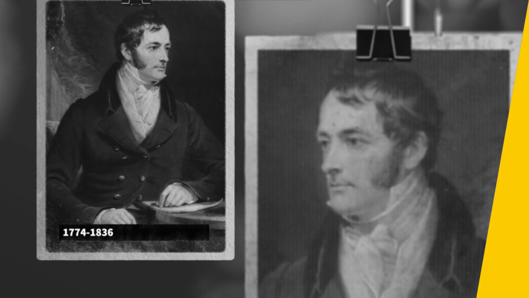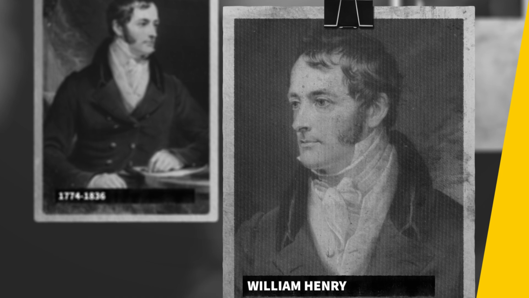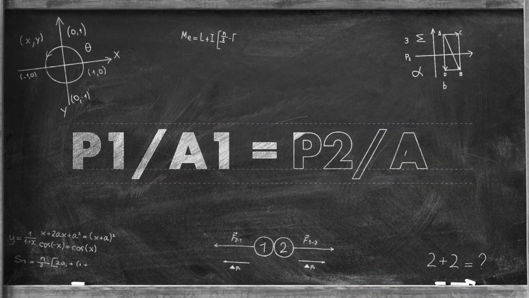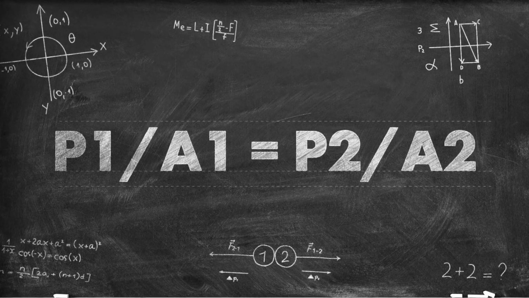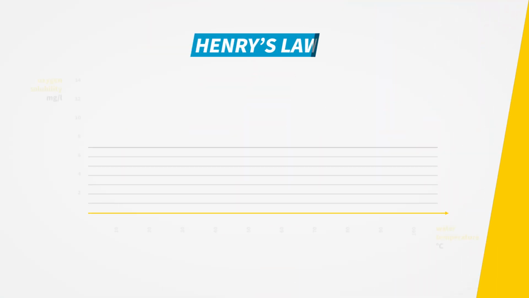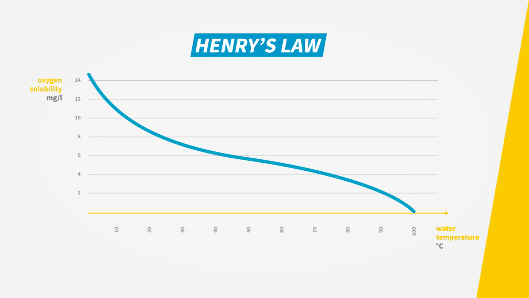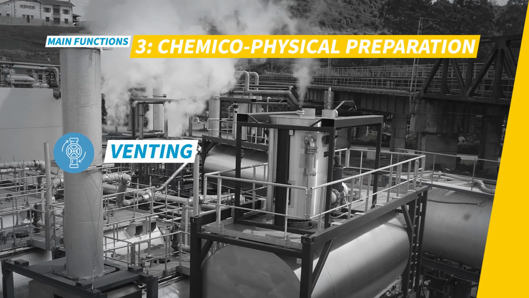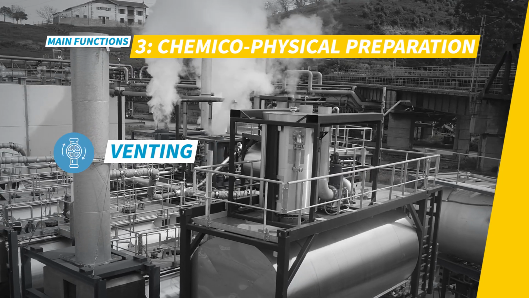The English chemist William Henry formulated a gas law that is relevant here. It states that the amount of dissolved gas in a liquid is directly proportional to its partial pressure above the liquid. This graph lays out the relationship between water temperature and oxygen solubility. It clearly shows that the higher the temperature of the water, the less dissolved gases will be found. Any non-condensable gases are removed using the vent located at the top of the tank.